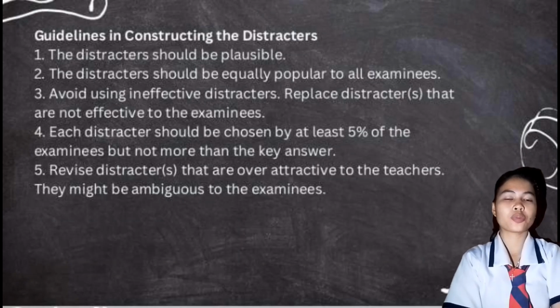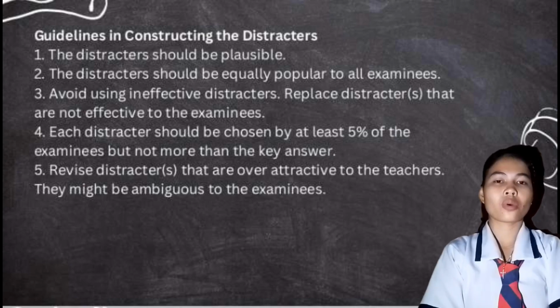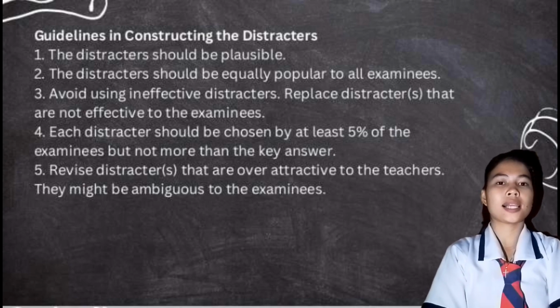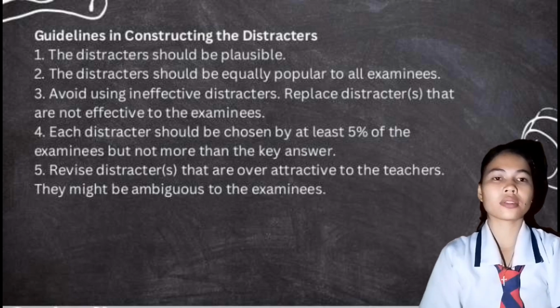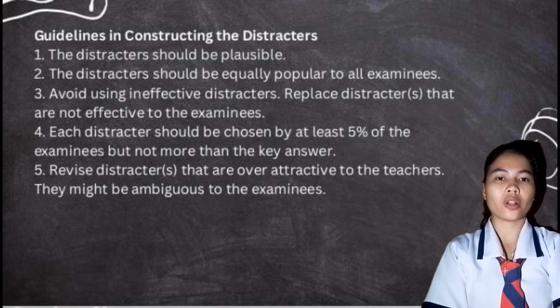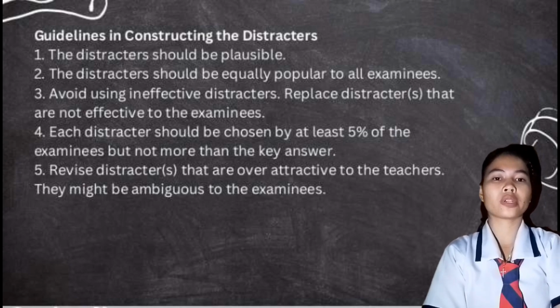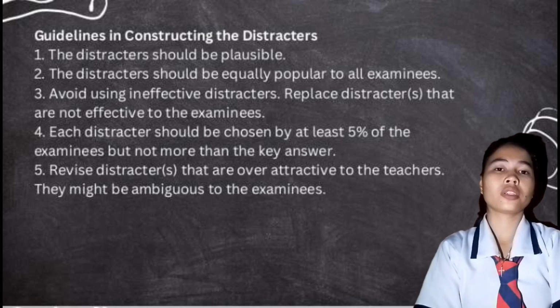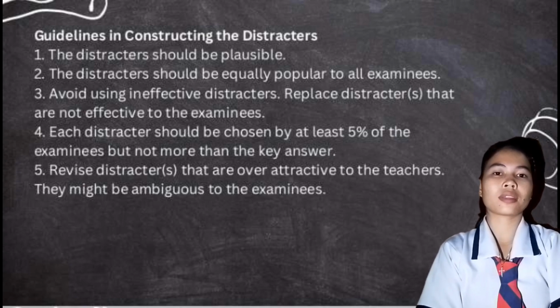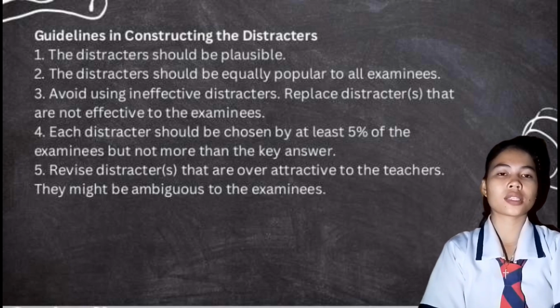So now, let's proceed to the guidelines in constructing the distractors. There are only 5 guidelines in constructing the distractors. So first, distractors should be plausible. The second one, the distractors should be equally popular to all examinees. Third one, avoid using ineffective distractors. Replace distractors that are not effective to the examinees.